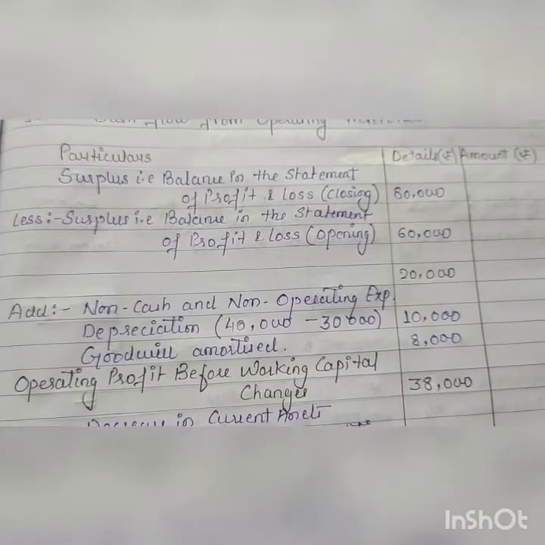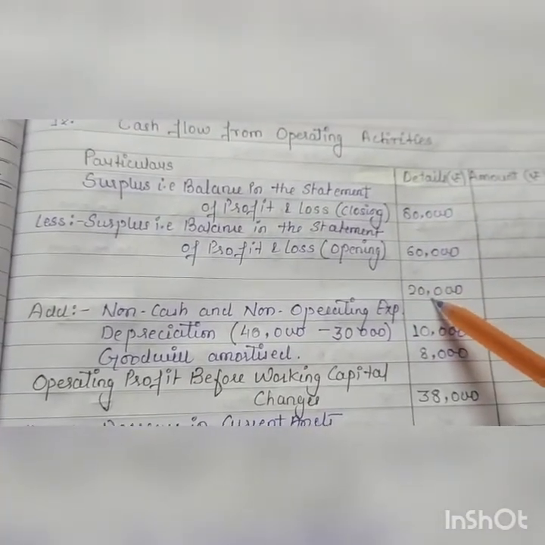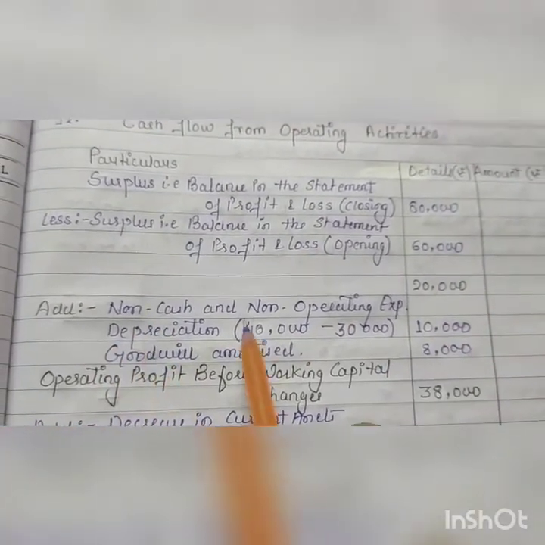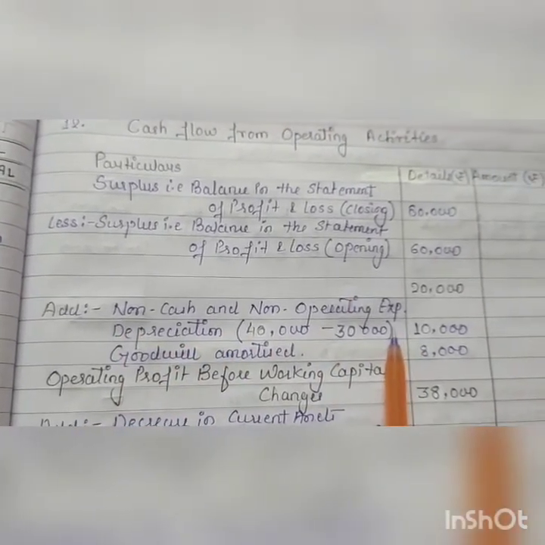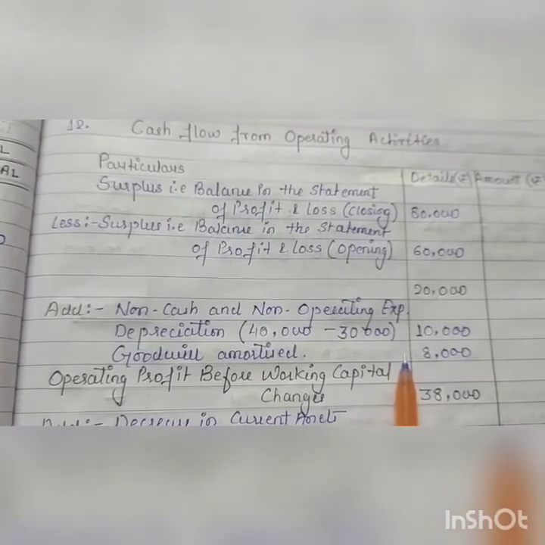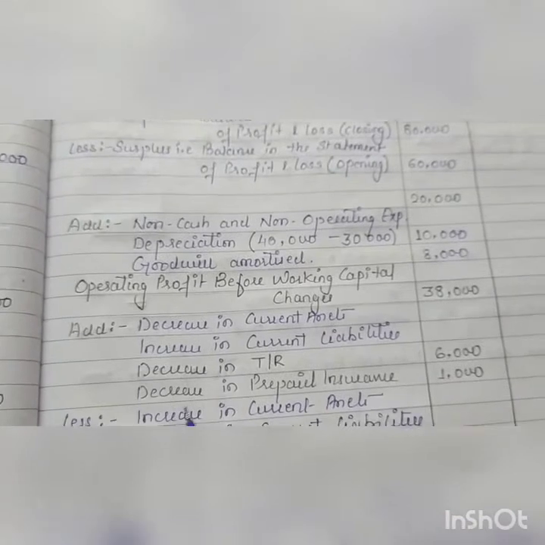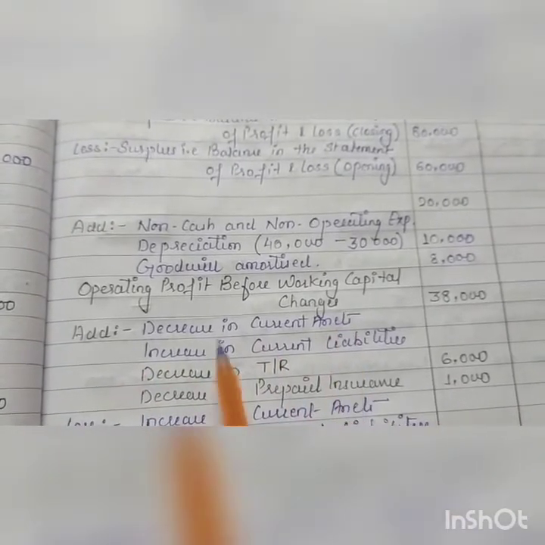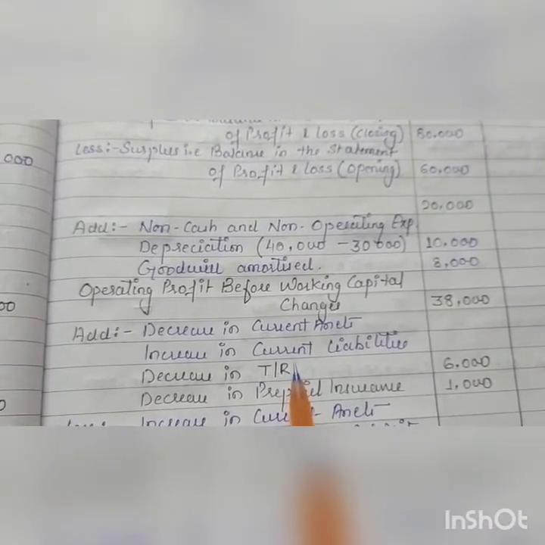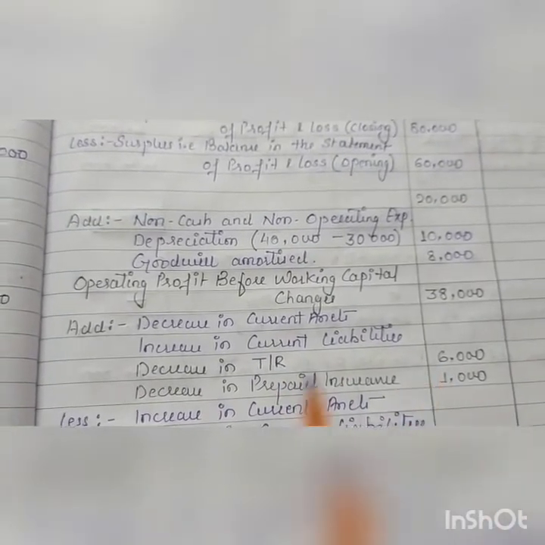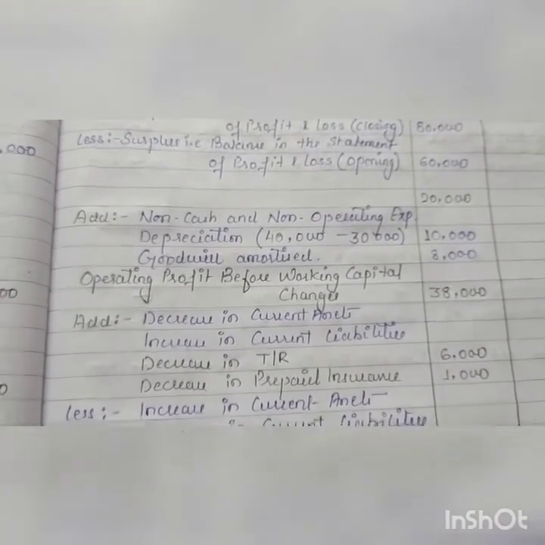See here I have solved the same. 80,000 minus 60,000, 20,000 is the profit. Add non-cash and non-operating expenses. Under that we have depreciation of 10,000 and goodwill amortize 8,000. Here we are writing all the net effect. Alright. Then you will add decrease in current assets and increase in current liabilities. Under that trade receivable is decreasing by ₹6,000 and prepaid insurance by ₹1,000. You will add this amount.